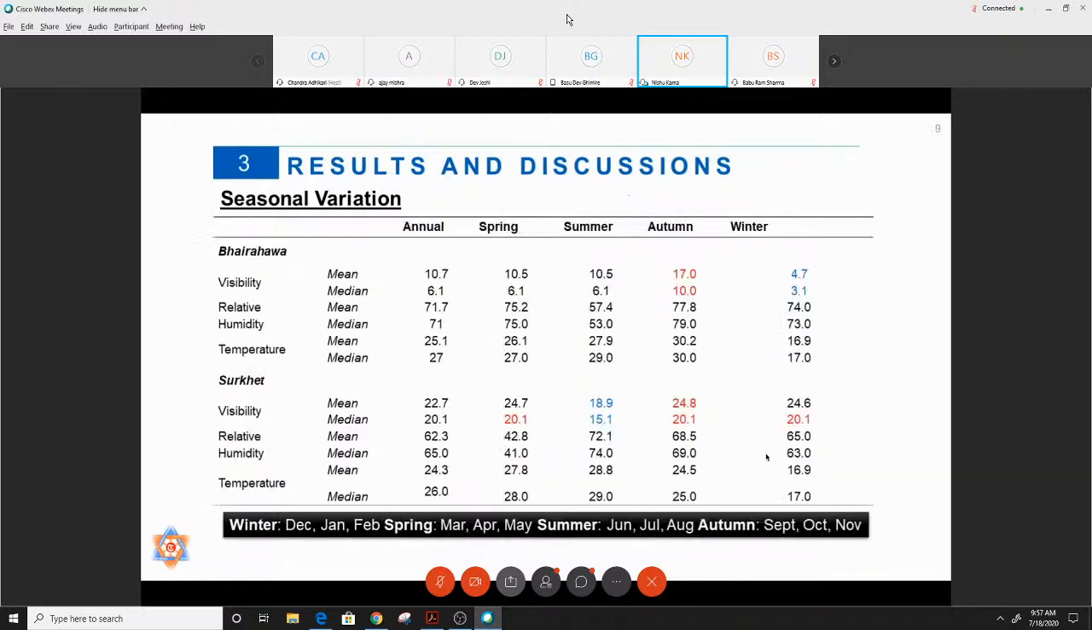You can see both places have best visibility condition in autumn season. Bhairava shows worst visibility condition during winter, whereas Surkhet shows worst visibility condition during summer. The corresponding seasonal average values of visibility are higher for Surkhet than Bhairava. This indicates better air quality in Surkhet.